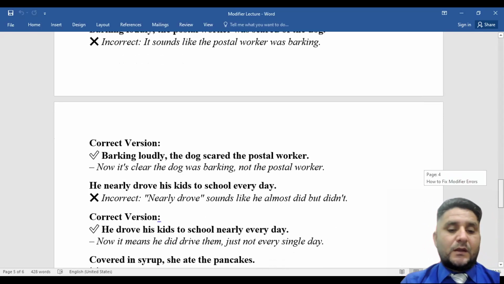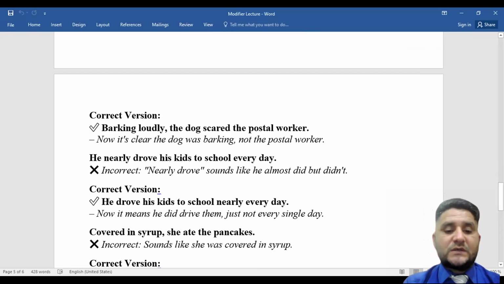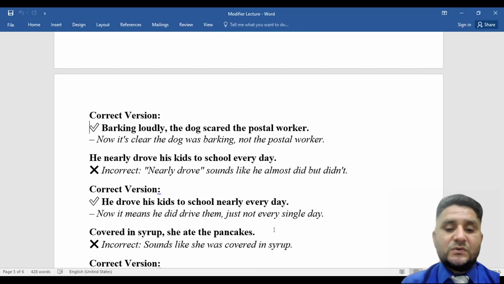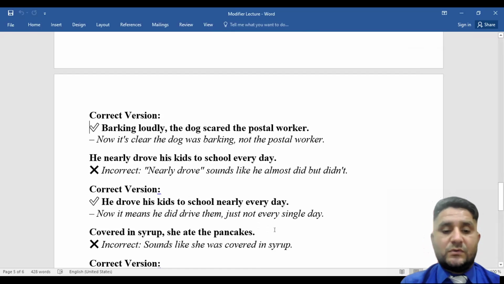Further example: he nearly drove his kids to school every day. That's incorrect because nearly drove sounds like he almost did but didn't, as if the activity was not done daily. The correct version is: he drove his kids to school nearly every day. Now it means he did it daily, every day he drove the car and dropped his children to school.